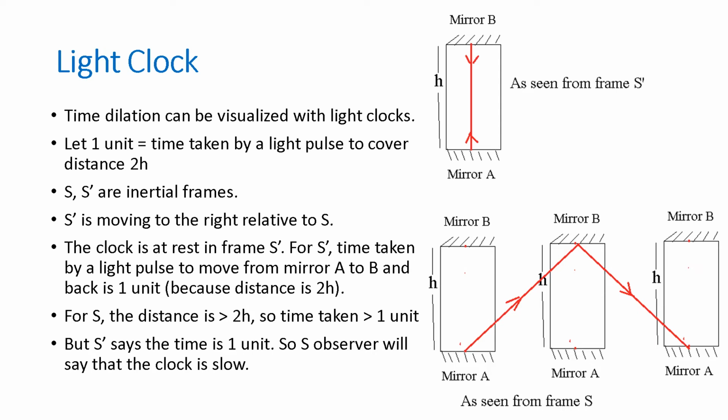But as seen from frame S, as the light pulse is moving between the mirrors, the entire clock is moving to the right. So the distance covered by the light pulse is greater than 2h, and therefore the time taken is more than 1 unit. But S prime frame says that the time taken is only 1 unit. So the S prime observer will say that the clock is slow.